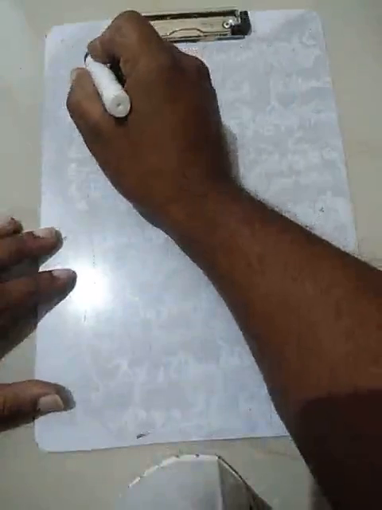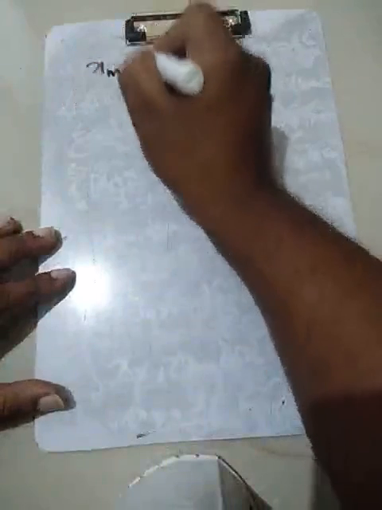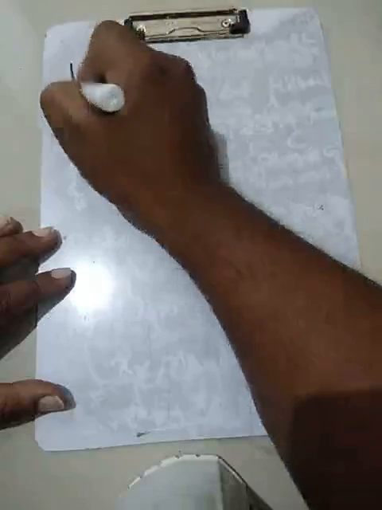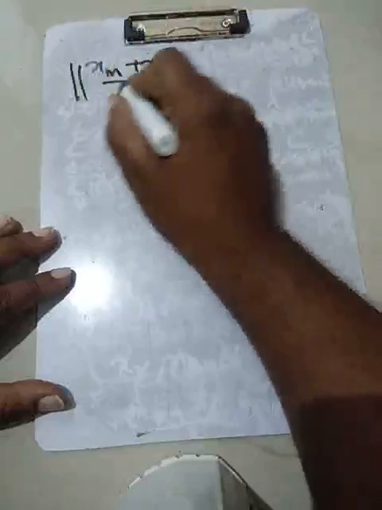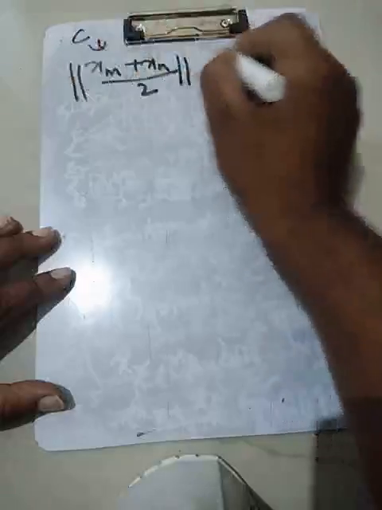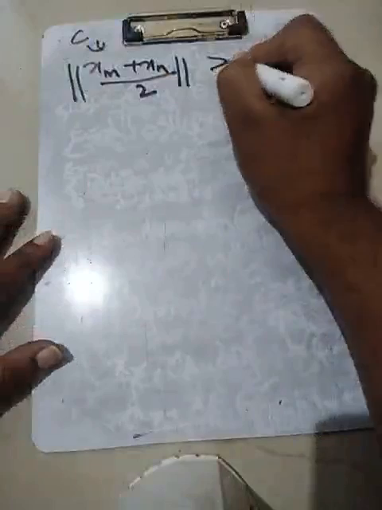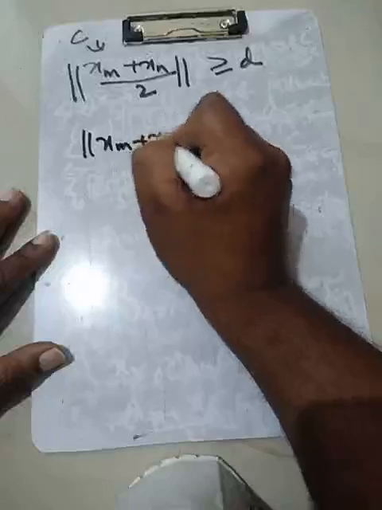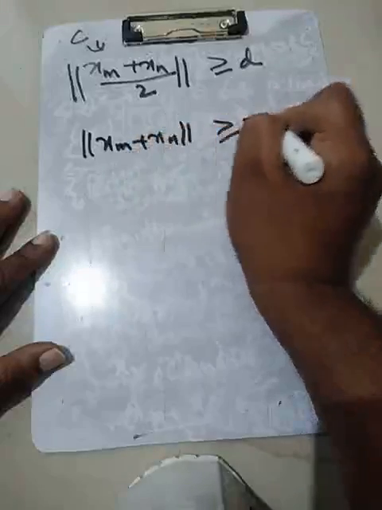So what would happen to the norm? So (xm + xn)/2, we take this thing and look at the norm of this object. Because this object belongs to C and D is the infimum of the norms of elements of C, this is always greater than or equal to D. The norm of xm plus xn is always greater than or equal to 2D.